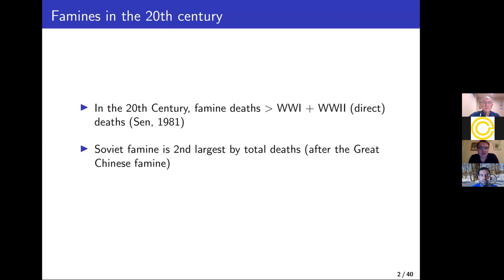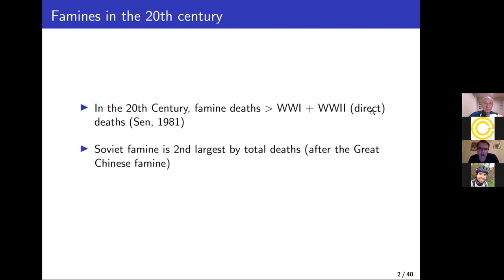In the 20th century, there were more famine deaths than deaths from both First and Second World Wars. The Soviet famine, which we study in the paper I'm presenting today, is the largest Soviet famine, but it's the second largest famine by total deaths in the 20th century after the Great Chinese Famine. If you consider mortality rates, they are similar in both famines.